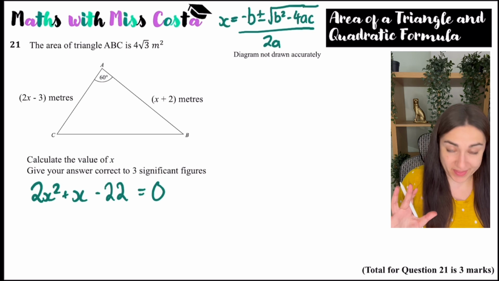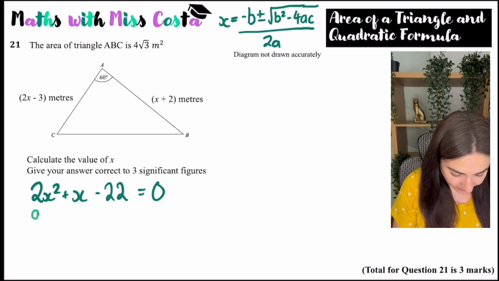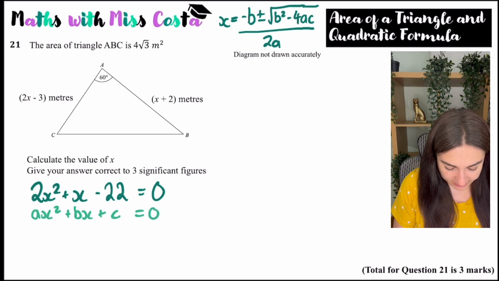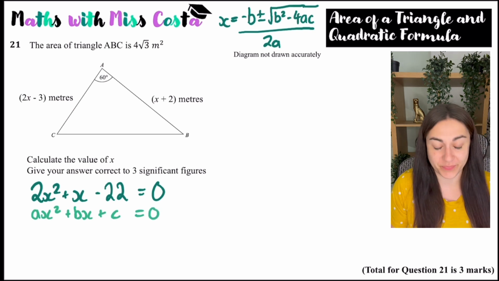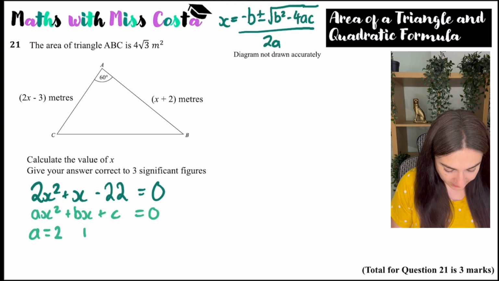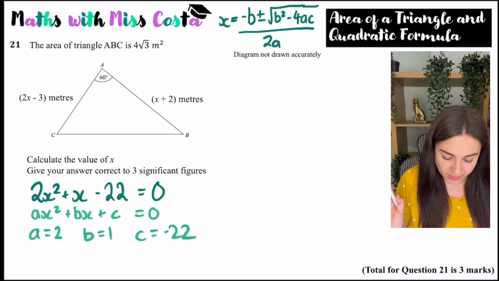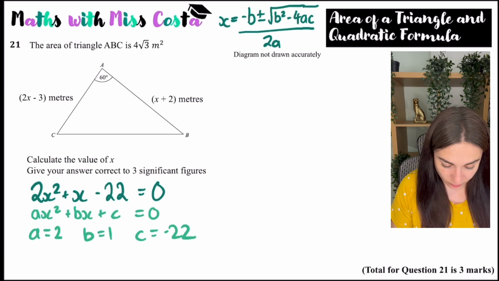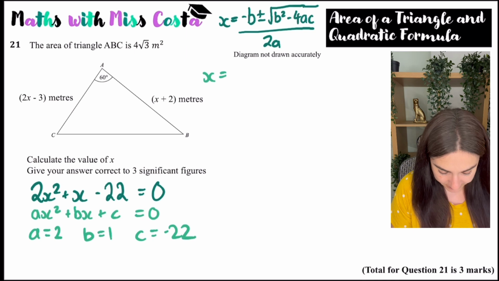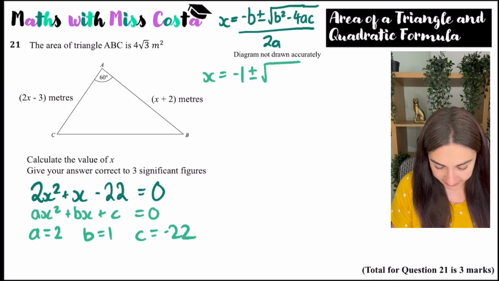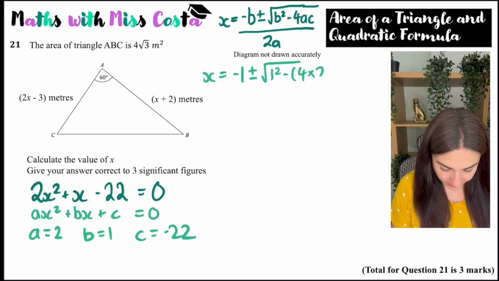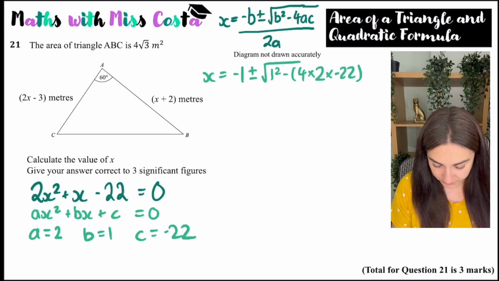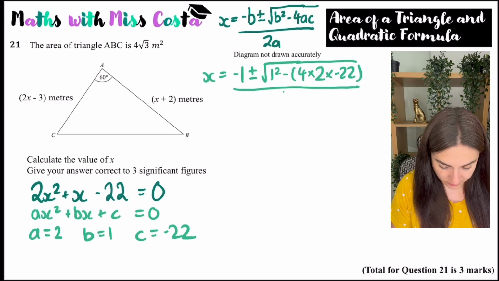With every quadratic, you know that it can be expressed in the form ax squared plus bx plus c. So therefore, with this equation, I know the value of a is 2, the value of b is 1, and the value of c is minus 22. So I'm just going to substitute that into the quadratic formula. So x is going to be minus 1 plus or minus the square root of 1 squared minus 4 times 2 times minus 22, over 2 times a, which is 4.